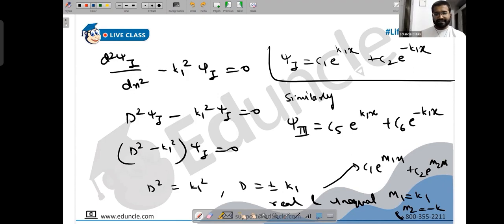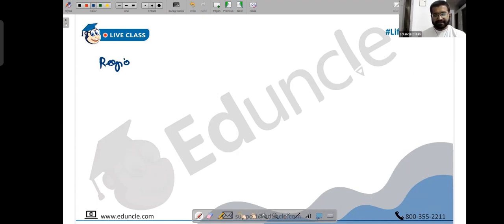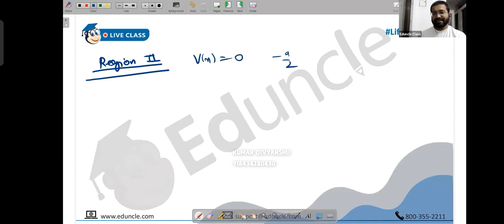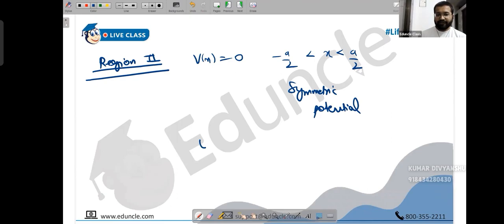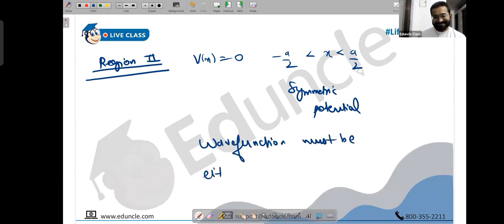Proceeding ahead, now let's talk about region 2. That's where more interest lies. So what is region 2 this time? V of x is 0, from minus a by 2 to a by 2. Now, this is a symmetric potential V2. It means the wave function should be what? Either symmetric or antisymmetric. The wave function must be either symmetric or antisymmetric.